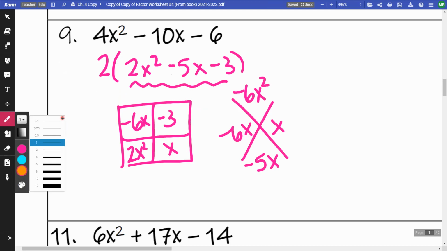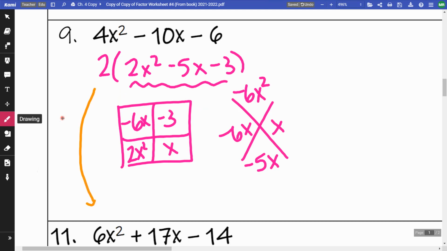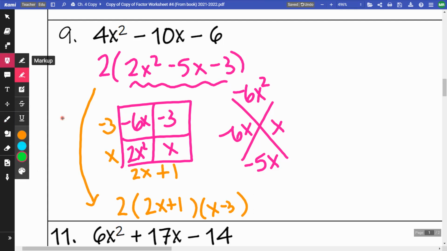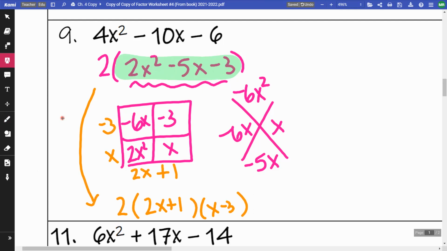Now, what we want to remember is that this 2 is still in my answer. And then I'm going to find the outside of this. The way I have it set up, this is going to be a 2x, this is going to be an x, this is going to be a plus 1, this is going to be a minus 3. So I get a 2x plus 1 and an x minus 3. So if I can factor something out of every term and I'm left with a trinomial like this, a quadratic, basically it has an x to the second, you might be able to factor it further. You want to take a look at that.